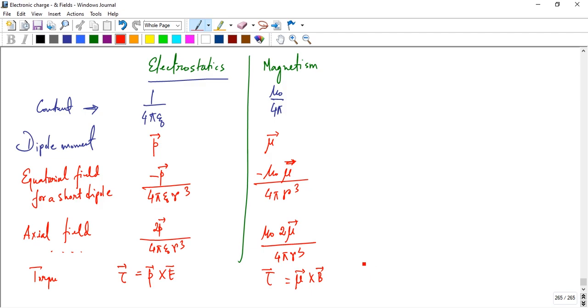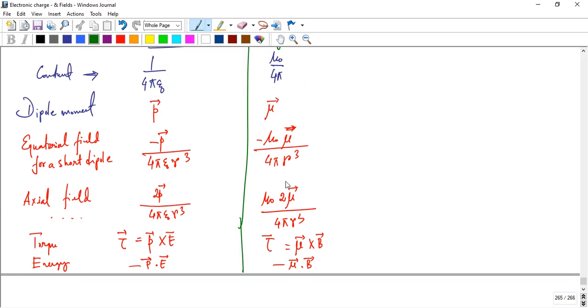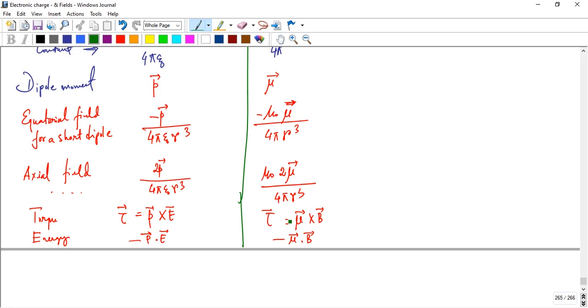And finally the energy. The potential energy U for electrostatics is minus p vector dot E vector. Here we get minus mu vector dot B vector. Okay, that's the comparison between electrostatics and magnetostatics.